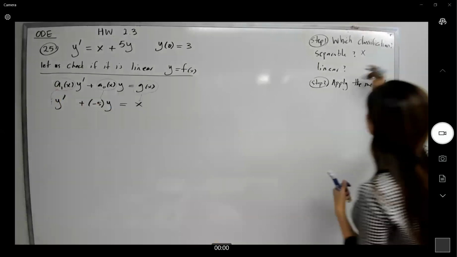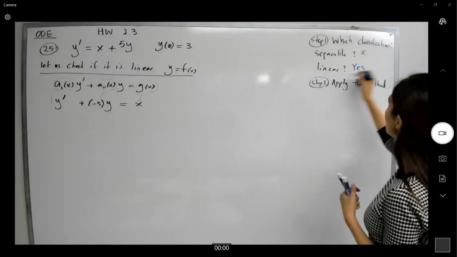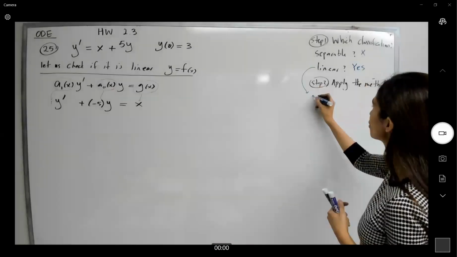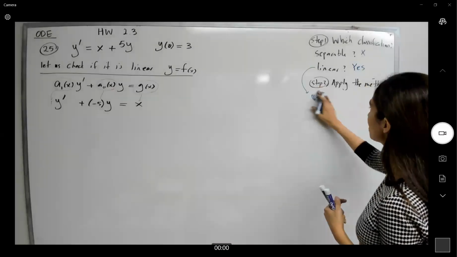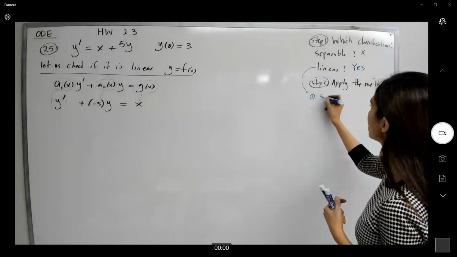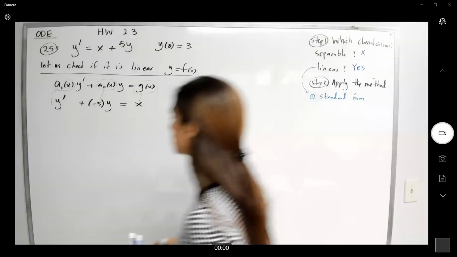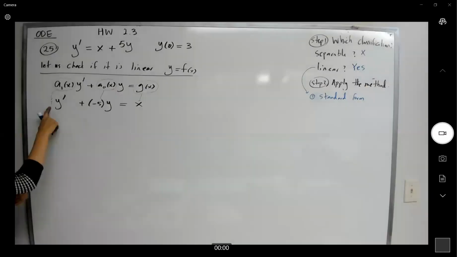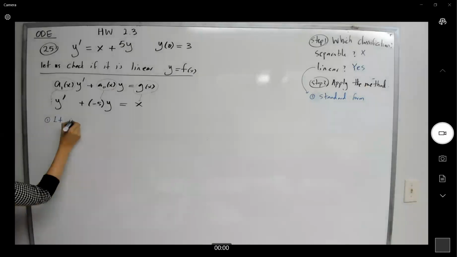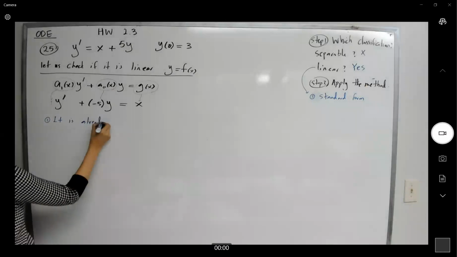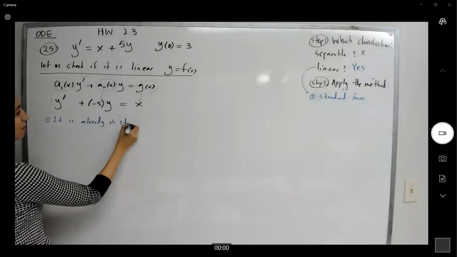So what is the first step? It is linear, so let us follow the steps for a linear differential equation. In step 1, write it in standard form. Is it in standard form? Yes. Luckily for us, the coefficient of y prime, or the leading coefficient, is just 1. So it is already in standard form.